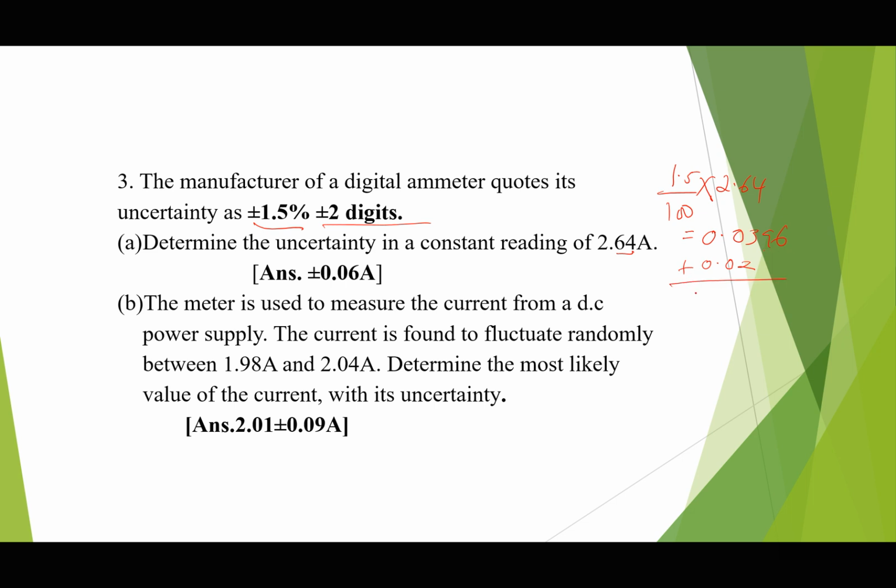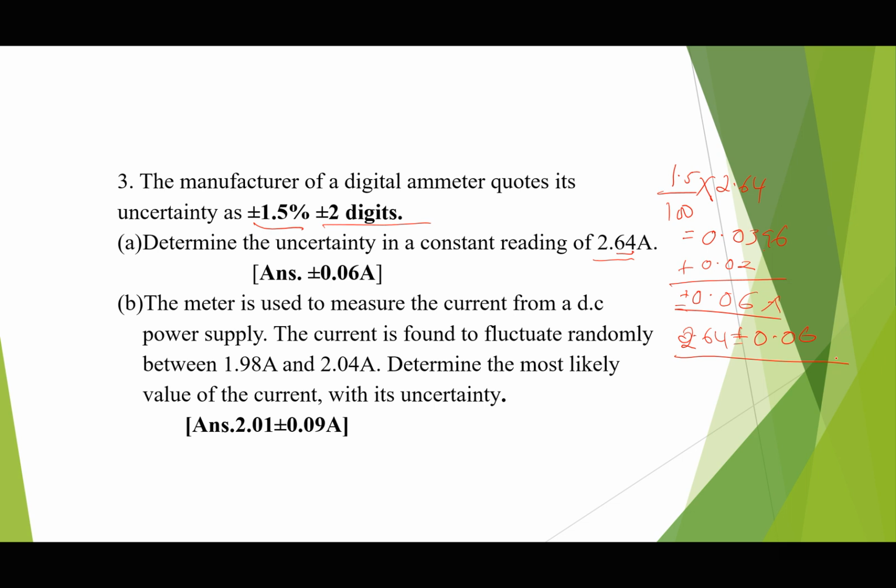So the total uncertainty will therefore be 0.06 amperes, plus or minus. So that will be the uncertainty in this reading here. Therefore, I could write this as 2.64 plus or minus 0.06 as my value of current with its corresponding uncertainty.